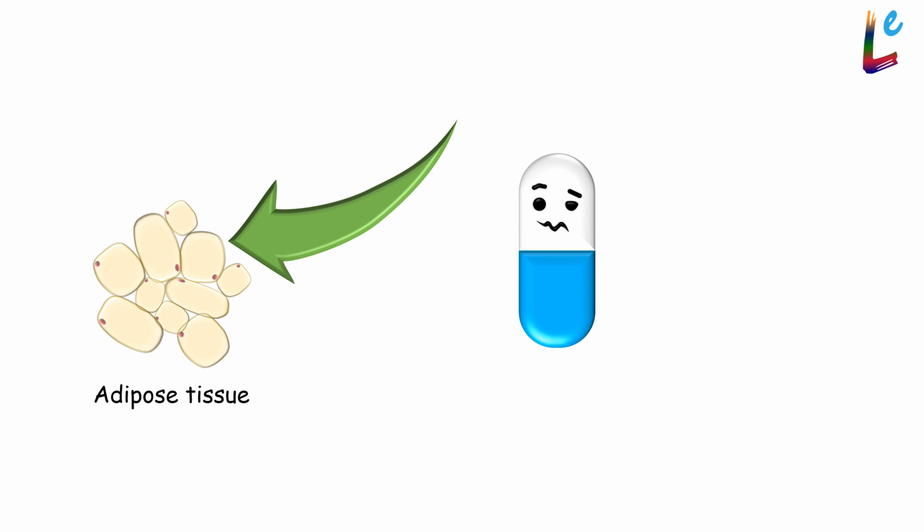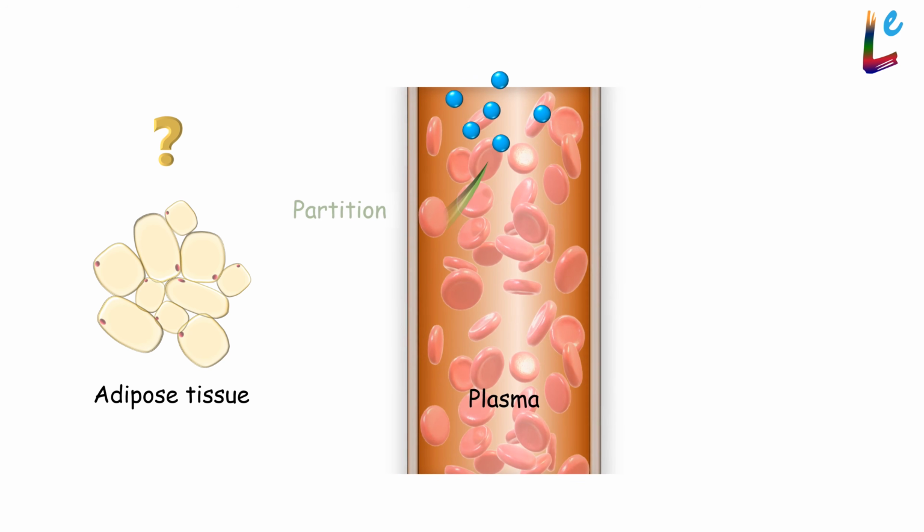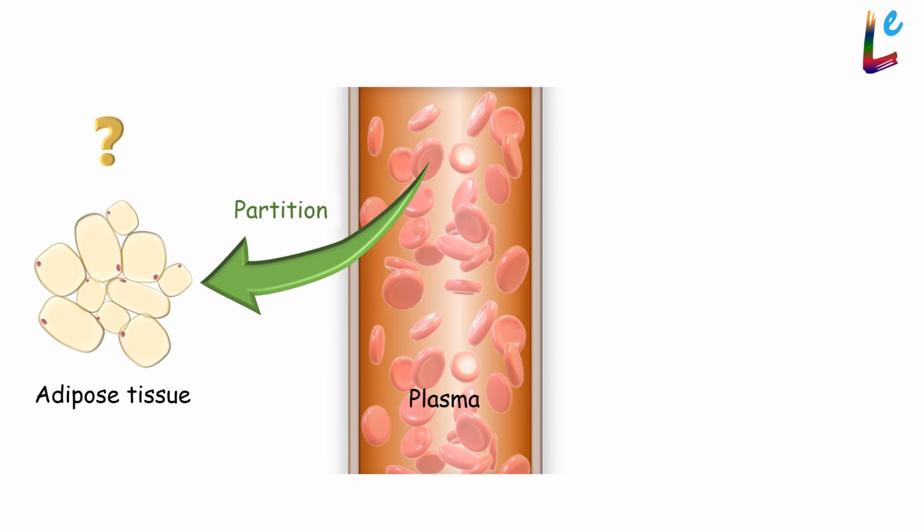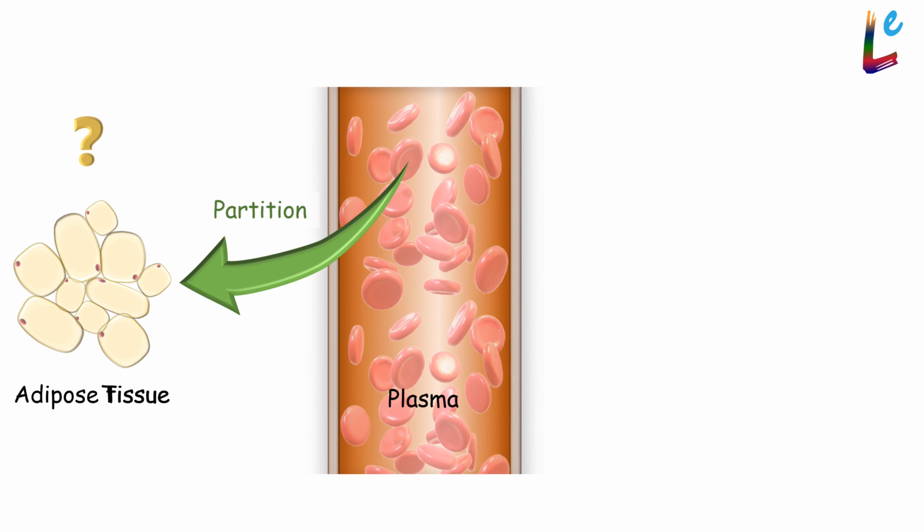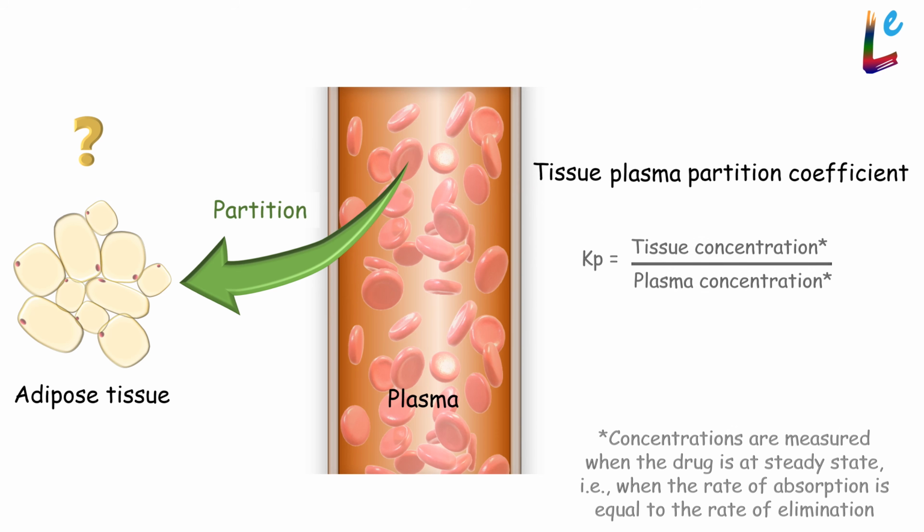So the obvious question is, how much does a drug accumulate in a particular tissue? Or in other words, partition into a particular tissue from plasma. This is represented by the tissue plasma partition coefficient, or Kp.